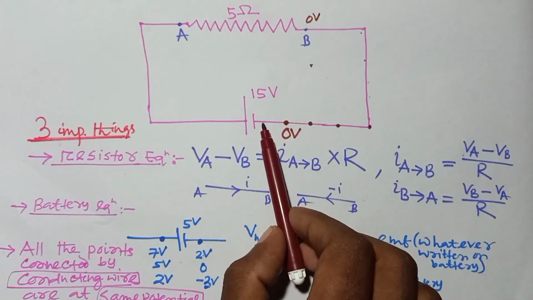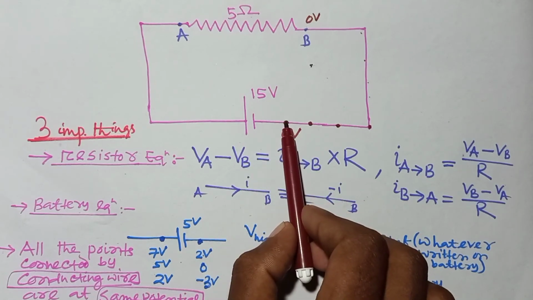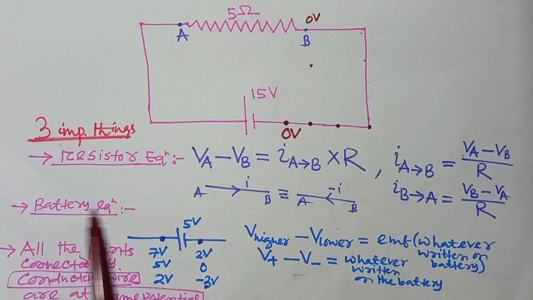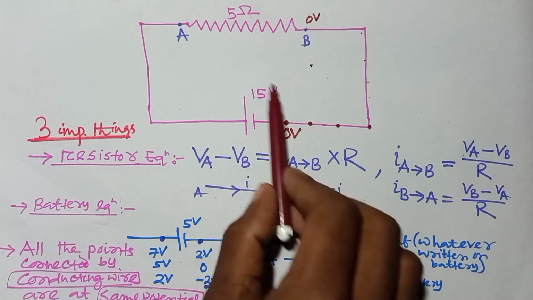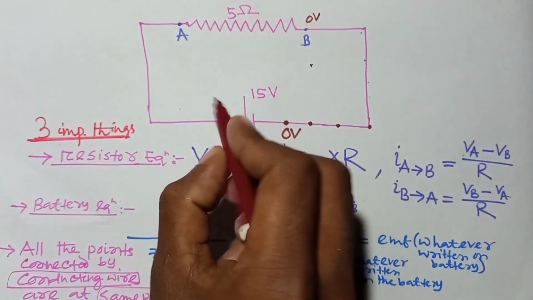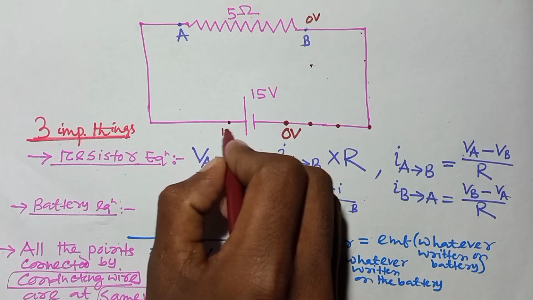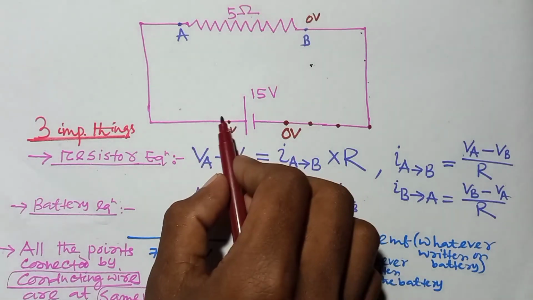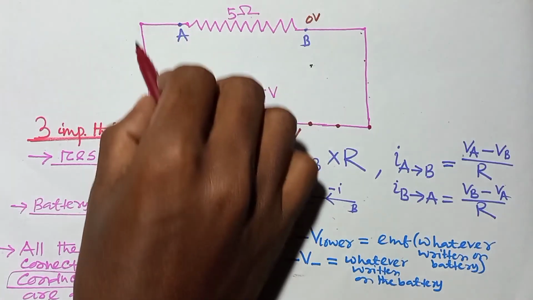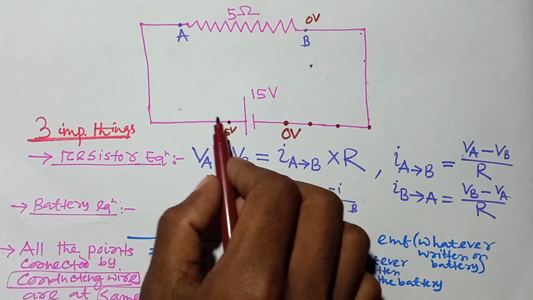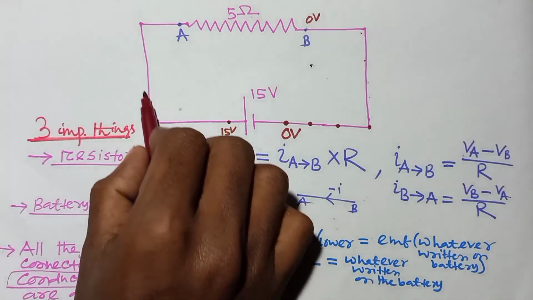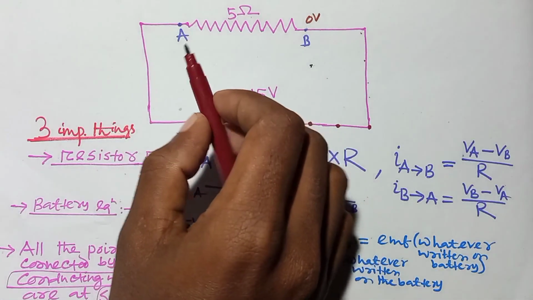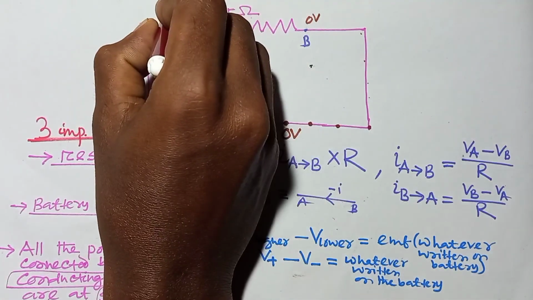Now again, see that this is a battery and this side is at a potential of 0 volt. By the battery equation, higher side minus lower side should be equal to how much? The EMF. So this side minus this side equals how much? 15 volt. Since this side is 0 volt, this side has to be how much? 15 volt. Again, since it is a conducting wire, all these points have to be at a potential of how much? 15 volt. So all these points have to be at a potential of 15 volt, and this point will also have a potential of 15 volt.